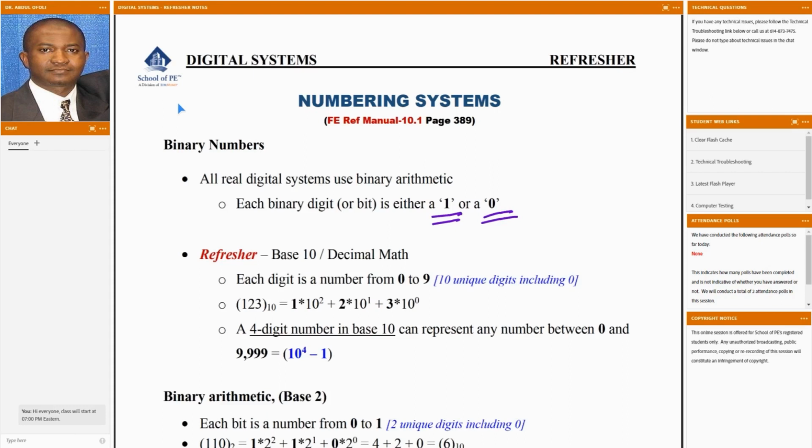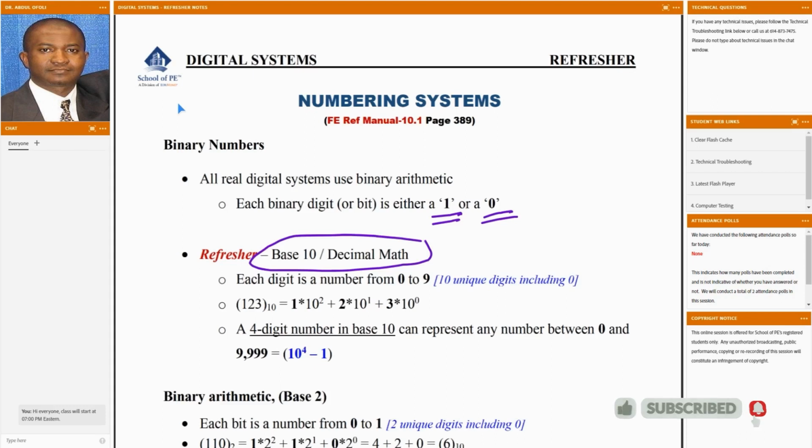This is our everyday language. Base 10 is the decimal math we talked about. This is how we speak in our everyday language. When we go to the market, we basically speak in base 10, which is decimal math.